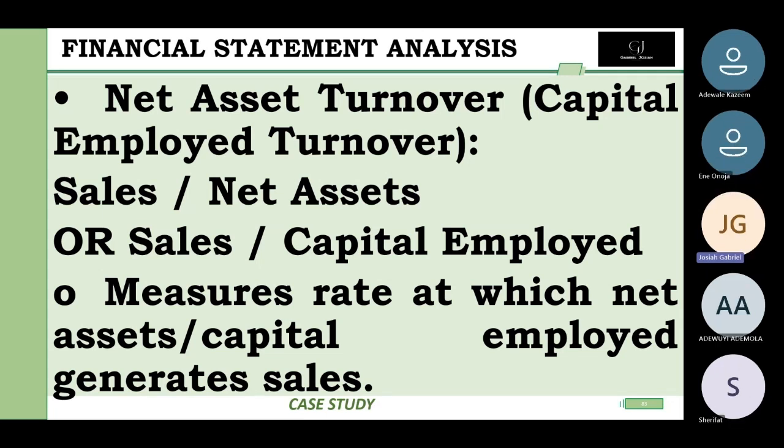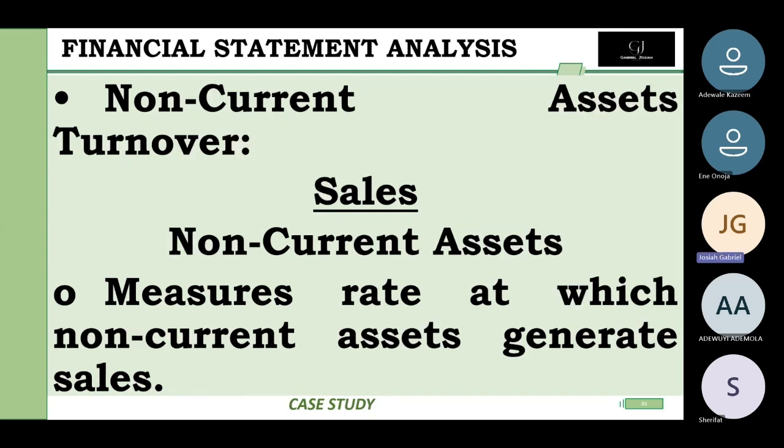Okay. So we're looking at net asset turnover, and we said the denominator is your total assets less your current liabilities, and your sales or your revenue is the numerator. The next one is non-current assets turnover, with sales or revenue as the numerator and non-current assets as the denominator. Non-current assets are fixed assets, and you want to measure the rate at which non-current assets generate sales.